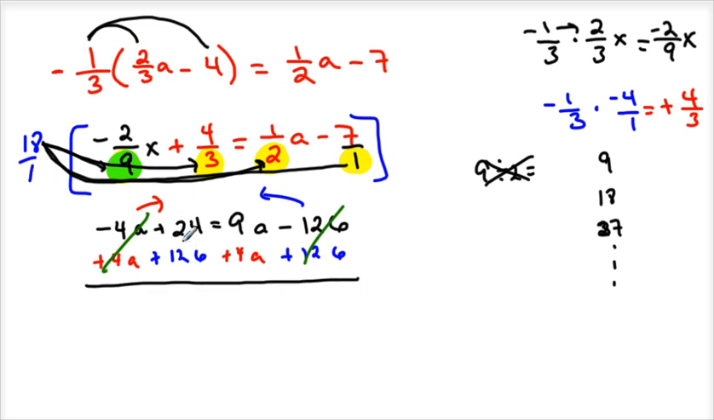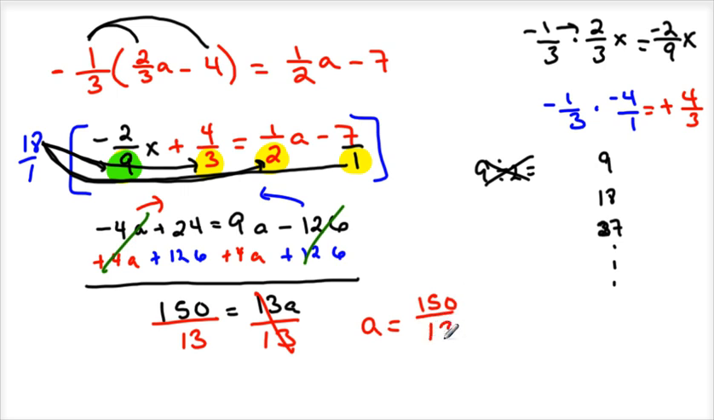Alright, so those go away, so I have 150, 24 plus 126, equals 9a plus 4a, which is 13a. Alright, and we're getting closer. I'm going to divide both sides by 13. 13 over 13 simplifies, so I have a equals 150 over 13. Again, always try to simplify it. You could leave it as an improper fraction at this level. 13 does not go into 150 evenly, so just leave it just like that.